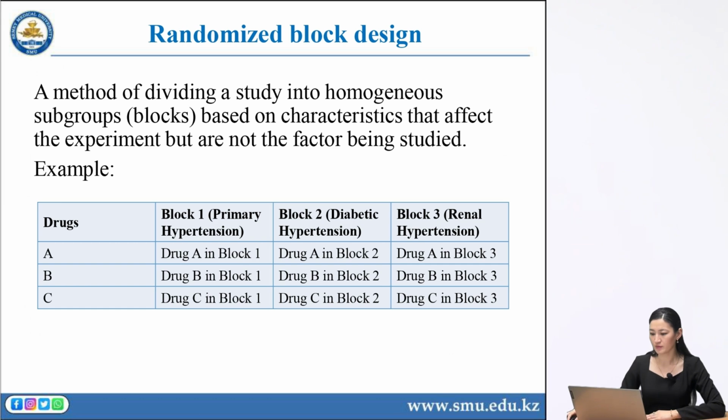For example, maybe drug A will be more effective for diabetic hypertension. Drug B will be more effective for renal hypertension. Drug C maybe will be more effective for primary hypertension.